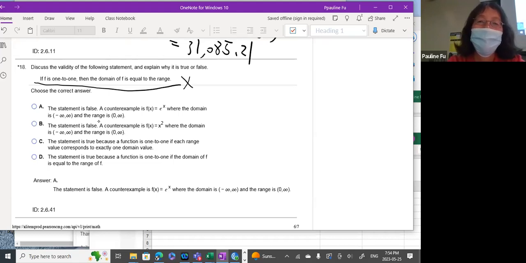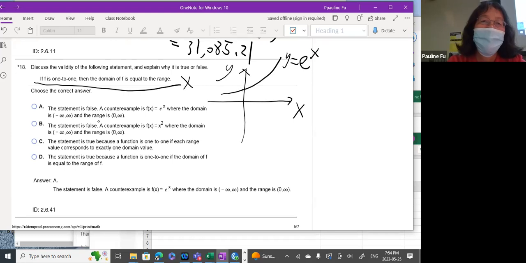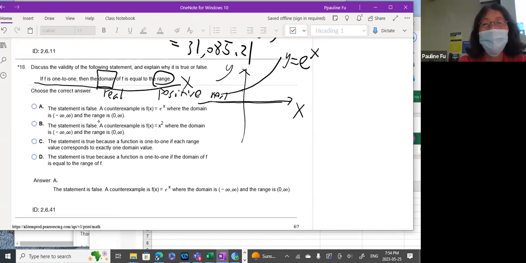This is wrong because you can give a counter example. So for example, y equal to e raised to power x. What is the domain of this? It is all real numbers. What is the range? The range is positive real numbers. See, the domain is not equal to the range. X could be any value, but y is always greater than zero.